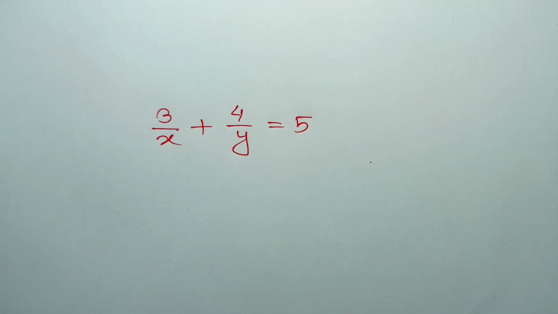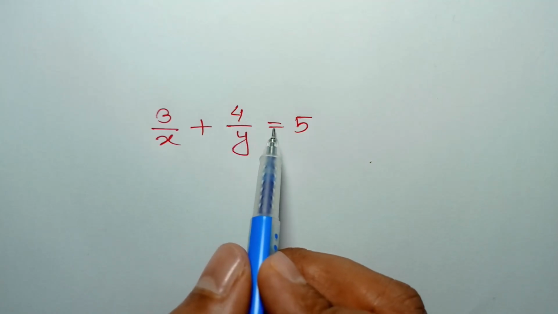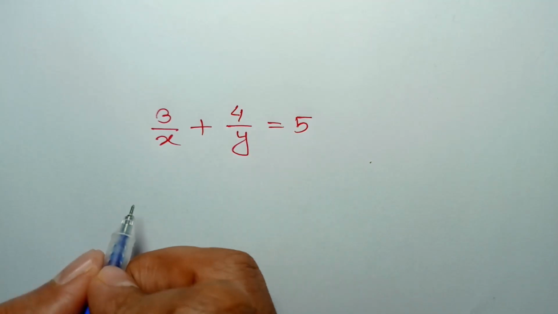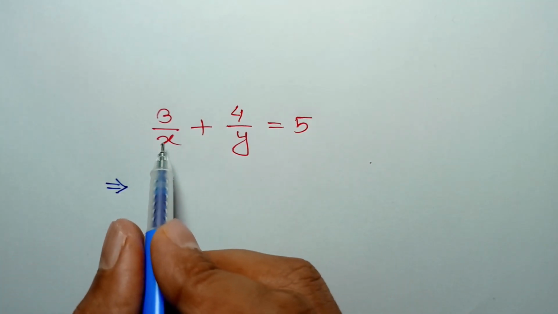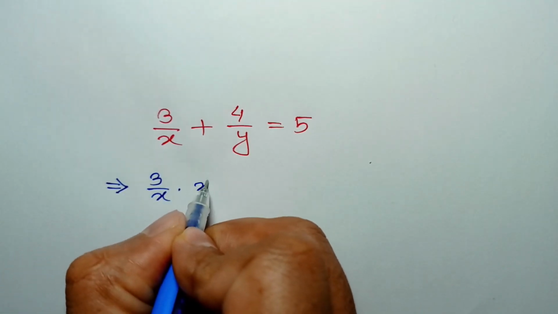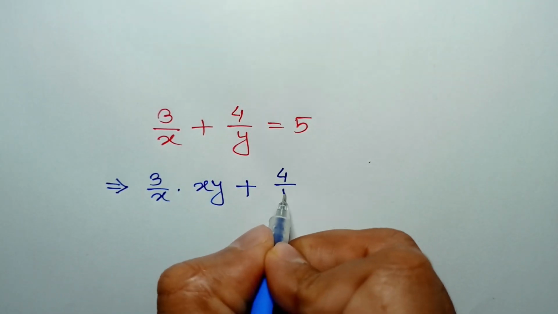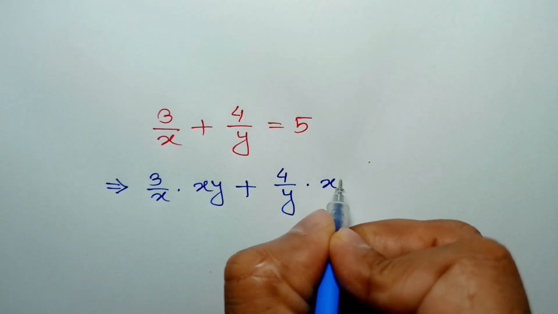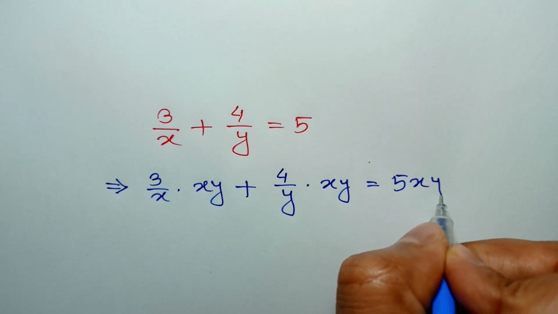Hi everyone, in this video I am going to show how to find the positive integer solution of 3 over x plus 4 over y is equal to 5. Multiplying both sides by xy, we can write 3 over x times xy plus 4 over y times xy is equal to 5xy.